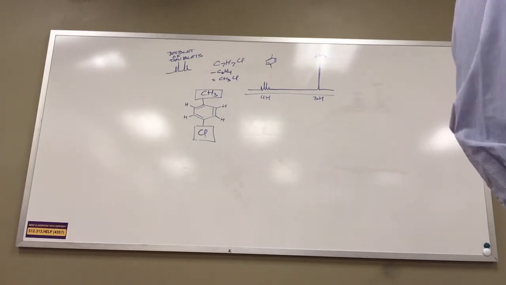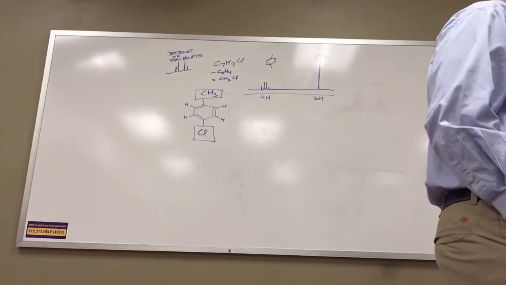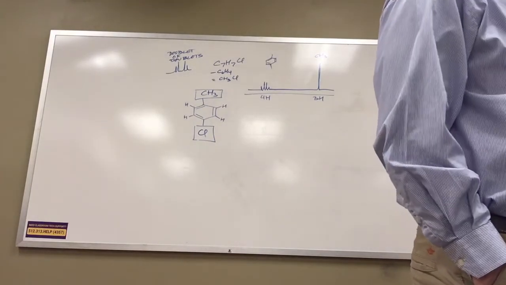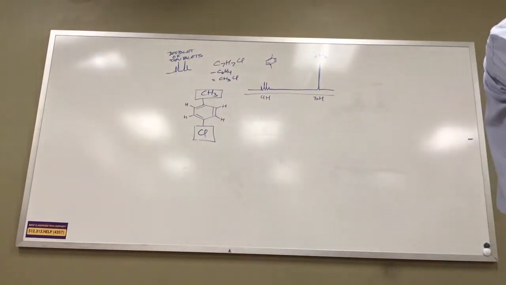After all the aromatic systems, we're going to do carbonyls, aldehydes and ketones, and then from that we're going to do carboxylic acids and their derivatives.